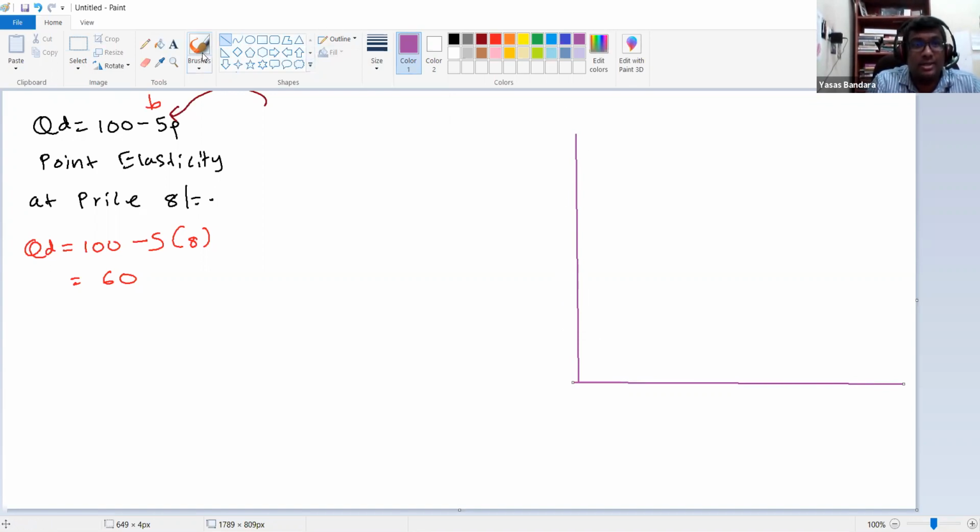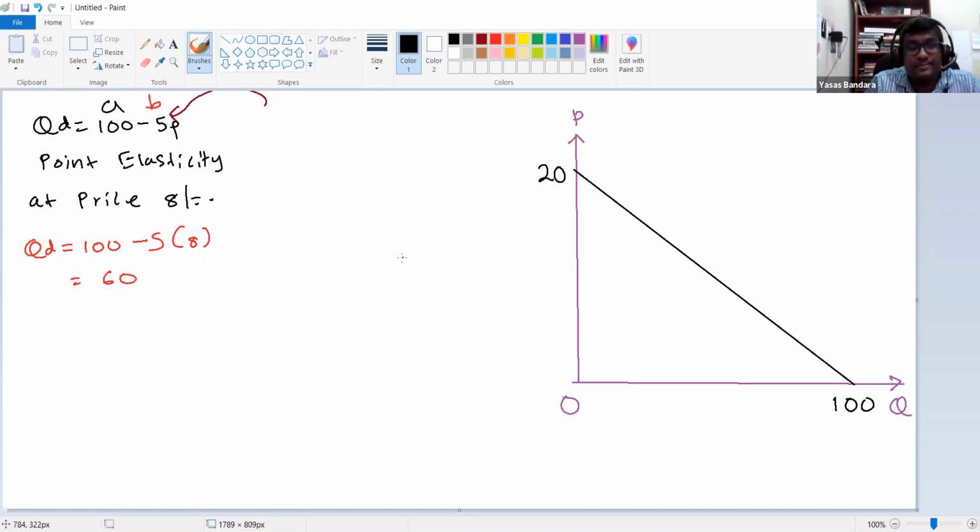And traditionally price comes to the vertical axis, and quantity comes to the horizontal axis. And then you can draw the demand curve in this way. And according to the given equation, 100, that is A, and 20, that is the maximum price. So now, according to mathematics, slope is measured in this way.